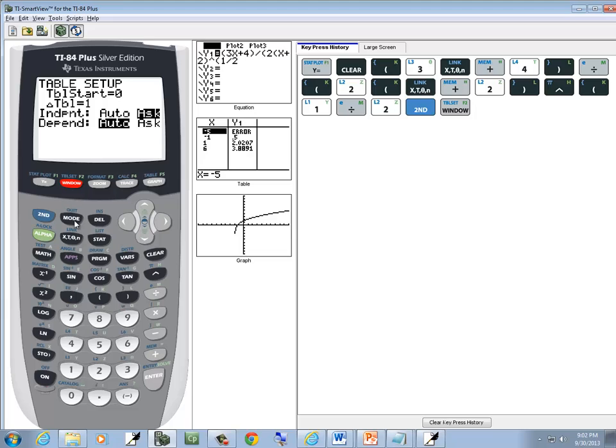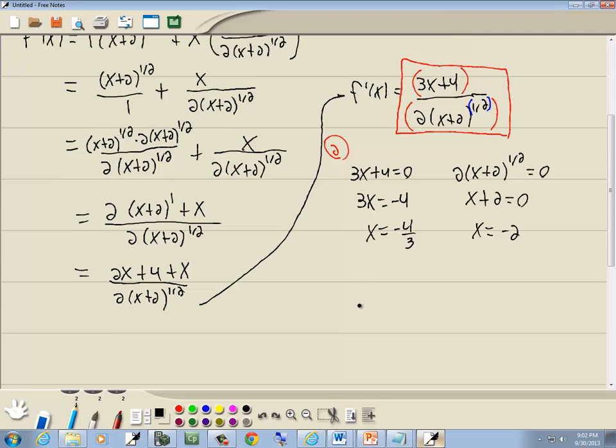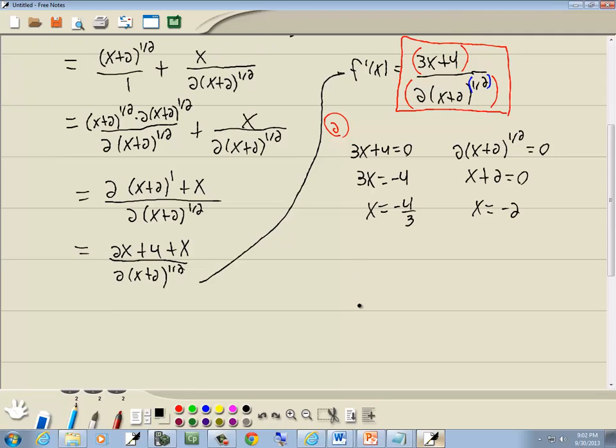Now we're ready to go over to the table mode. So I'll do second mode, and let's continue on with our problem. Well, we need a table of intervals. This is like -1 1/3. So as weird as it seems, the -2 is our smaller one. We got x is equal to -2, and x is equal to -4/3. You always want your smaller one over here.